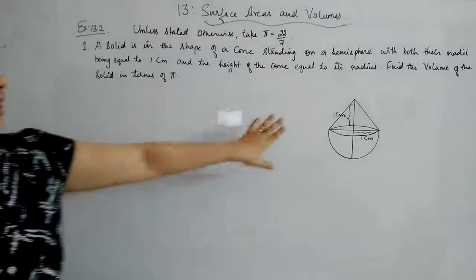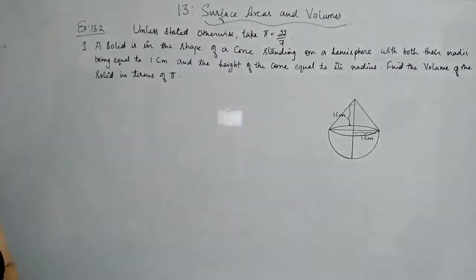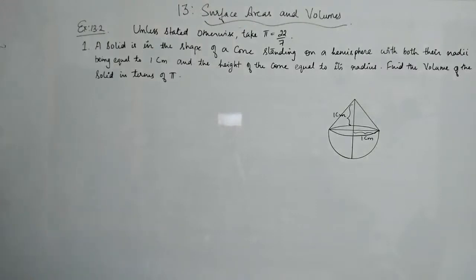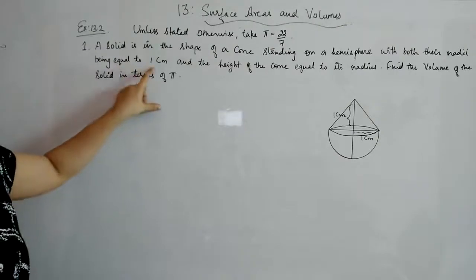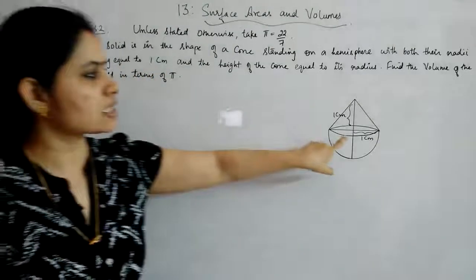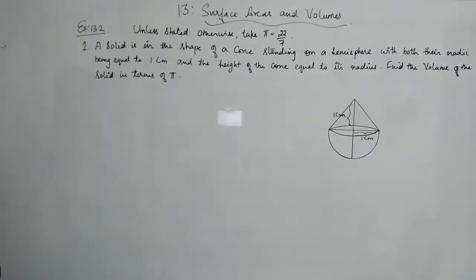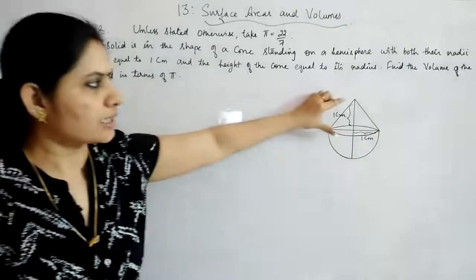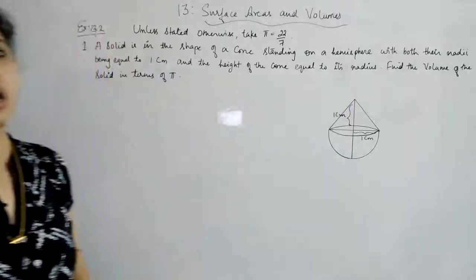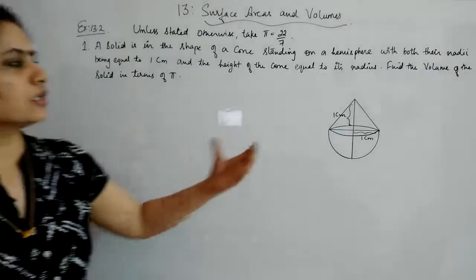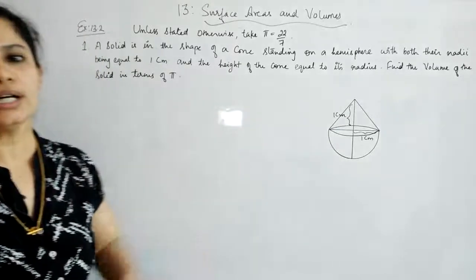So a rough figure has been drawn here in which you can see a hemisphere, and it has been surmounted by a cone upside down, and both have the same radii, equal to 1 centimeter. So R is the same for both, and the height of the cone is the same as the radii. That means the height of the cone is also equal to 1 centimeter. We have to find out the volume of the total solid. So what will that be? It will be the volume of the cone plus the volume of the hemisphere.